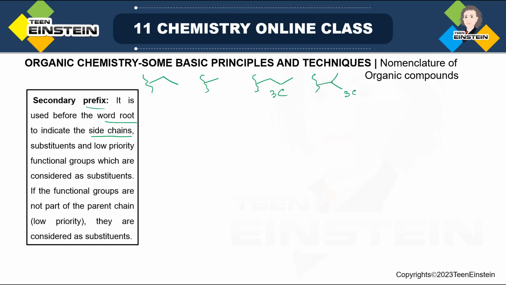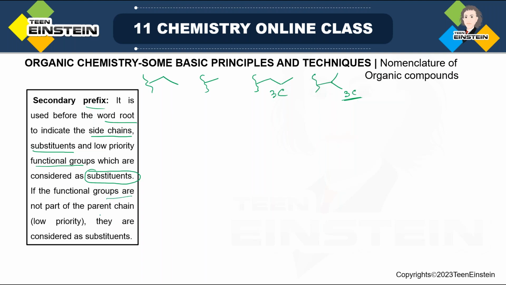This is also 3-carbon. But the difference is in this one the chain is going on, but here we have this type of format, which is 3-carbon, but this is isopropyl. It is not simple propyl. So it is used before the root word to indicate side chain. Here you can see 4 side chains I have drawn, and it may be substituents and low priority functional group. So for all these cases where it is in a single word, we can say when you have some substituents, then we have to use secondary prefix.